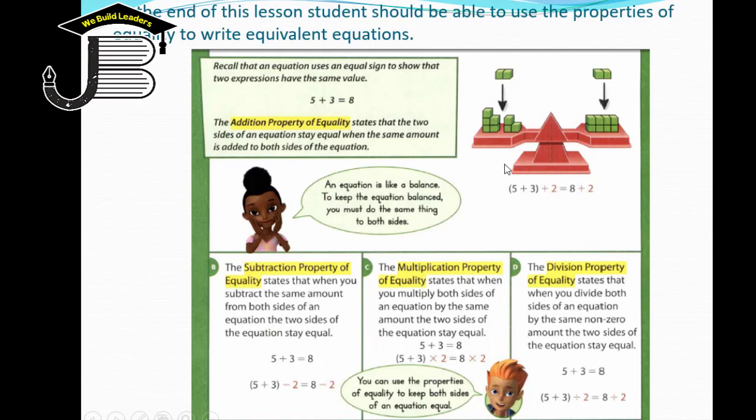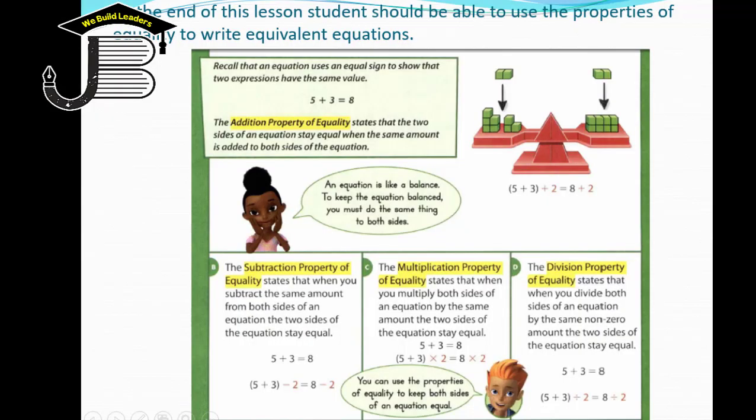Here the equation can be represented by a pan balance. As you can see here, we have 5 plus 3, balanced with 8. So if I add 2 units here, I need to add 2 units on the right side.